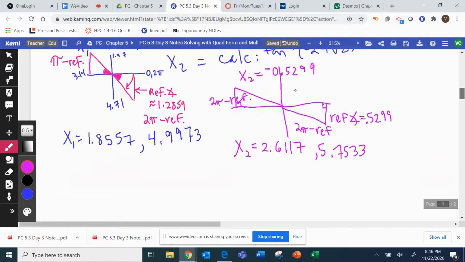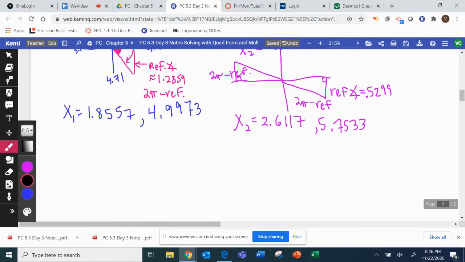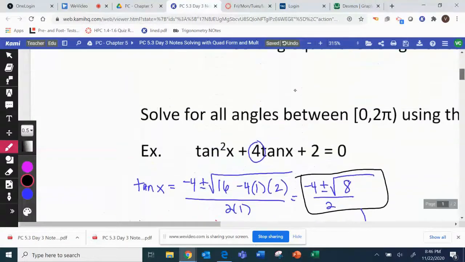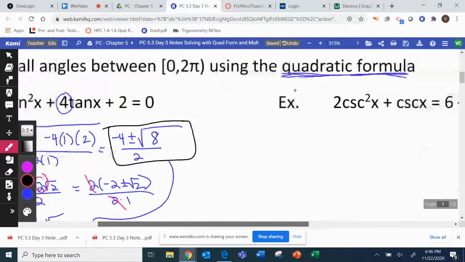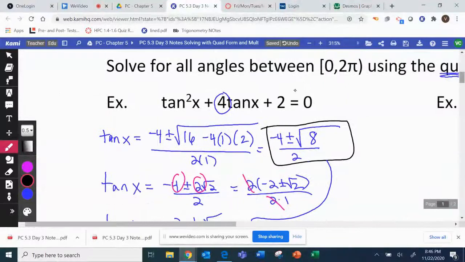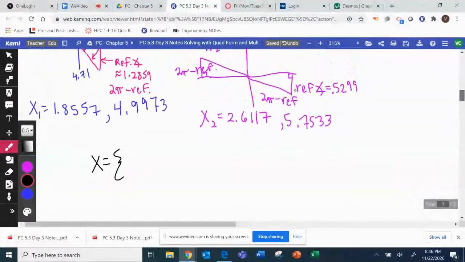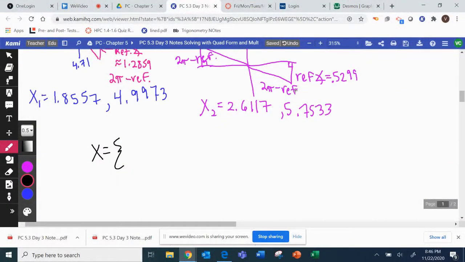So since I have 4 answers, those will all go together. I am going to put them in order. I don't know if I said what to round to. It doesn't look like I said what to round to. Usually it's going to be 4 decimals. I don't remember what's on the worksheet, but we'll find out when we look at the worksheet.